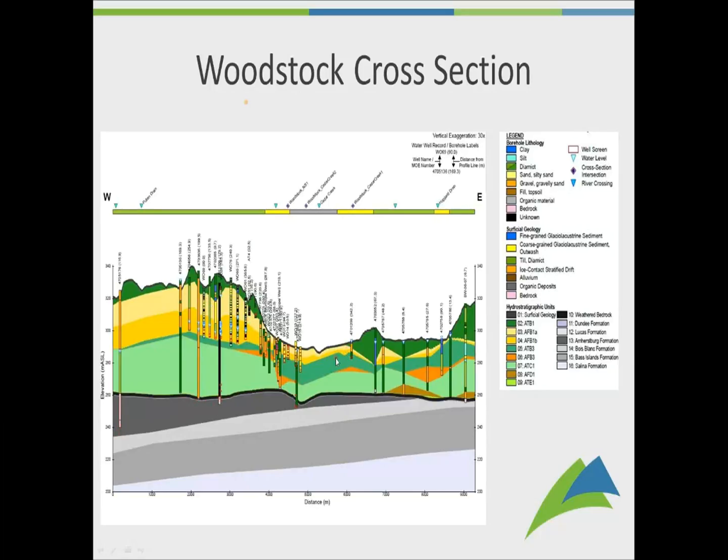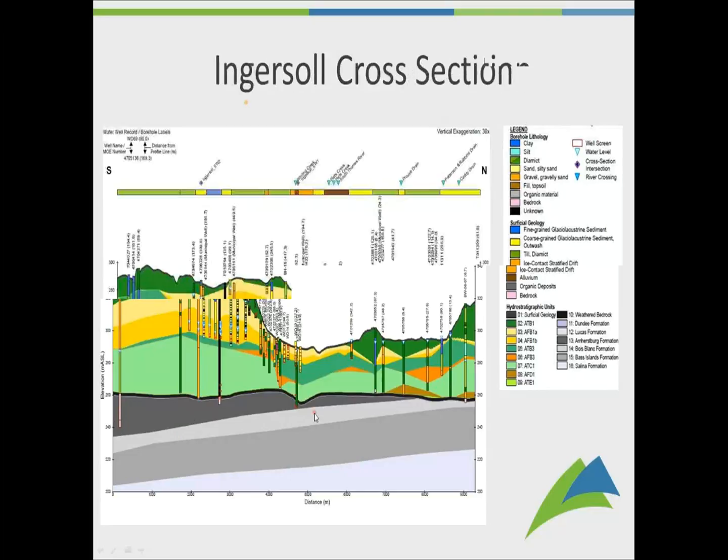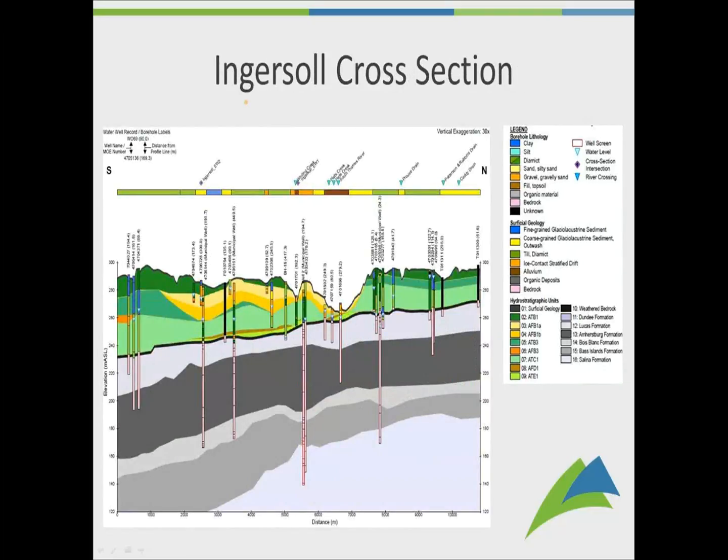In the Woodstock area, the overburden is very thick. Some of the municipal wells draw water from the overburden, and some draw water from the bedrock. Look at a similar section through Ingersoll, which is the community to the west. We see the overburden is much thinner, still characterized by a number of layers, but most of the wells in this area are much deeper, and all of the municipal wells in Ingersoll, in fact, draw water from the bedrock.